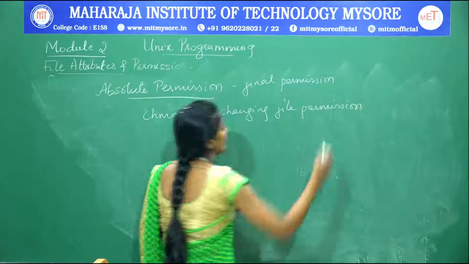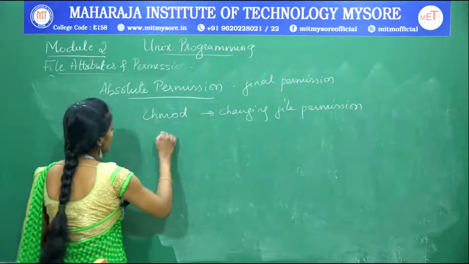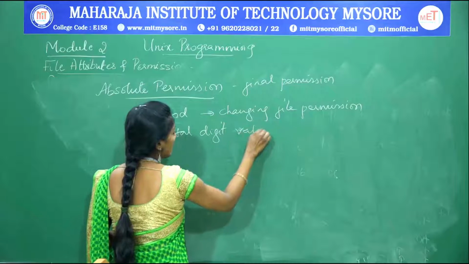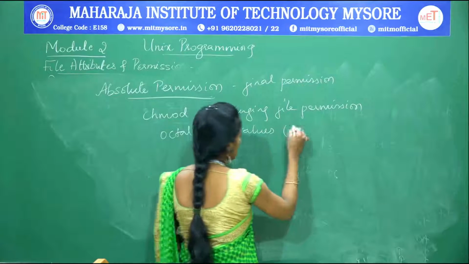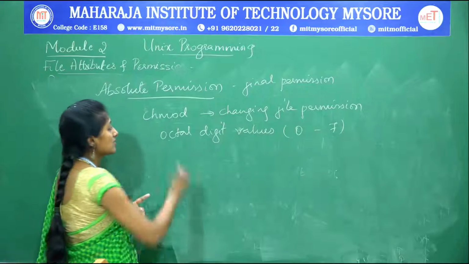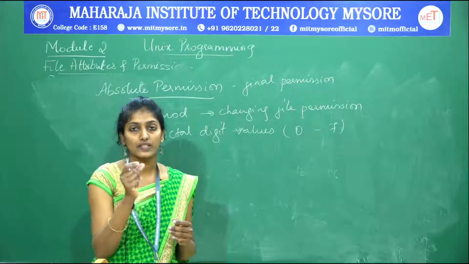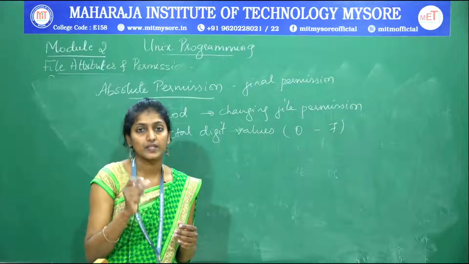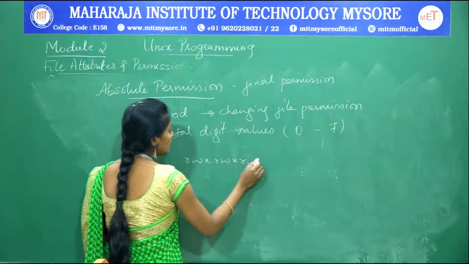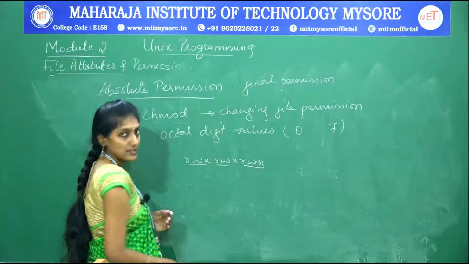You can change your file permission by using an octal number, octal digit values, represented with octal digits from 0 to 7. Since all permissions in the Unix file system are represented with bits, like RWX, RWX, RWX, with all 3 categories of user, that is 9 bits explicitly.